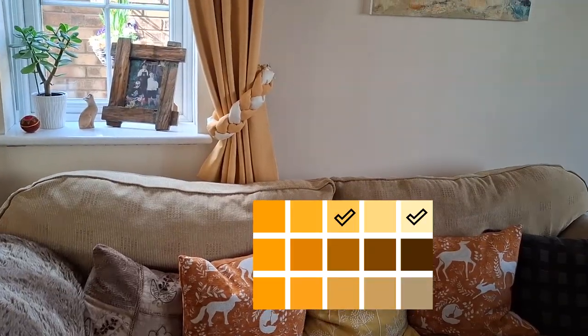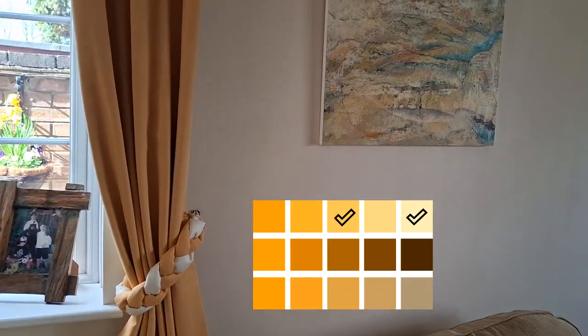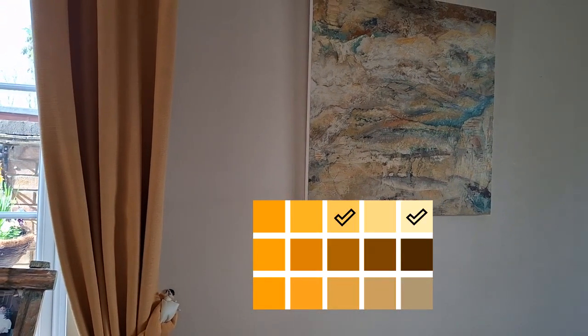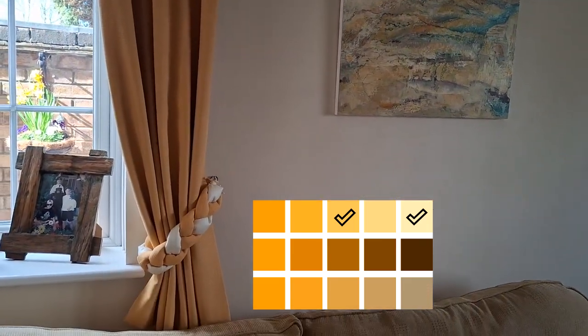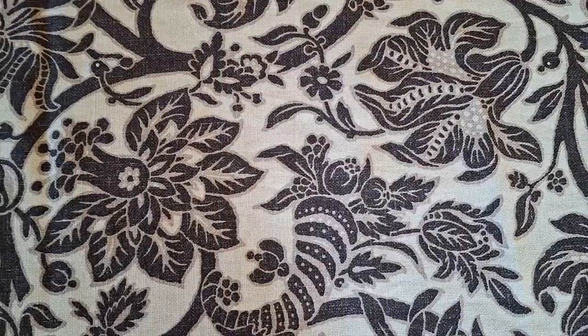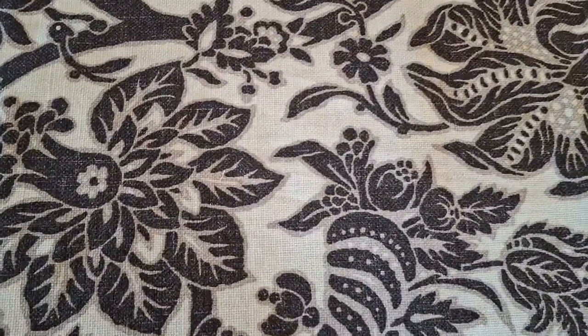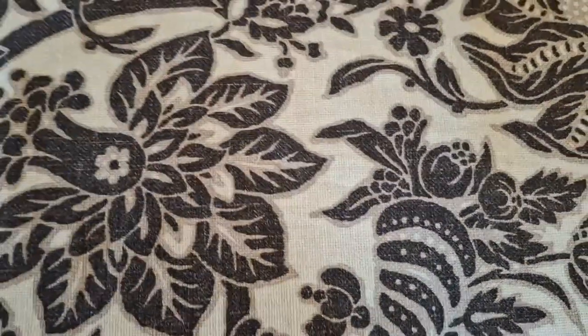It blends with some of my soft furnishings and also picks out some of the colours in the painting. But again, I just didn't feel it was quite right. I then had a light bulb moment when I looked at the old fabric that I used from my original curtains to recycle to make the new ones.